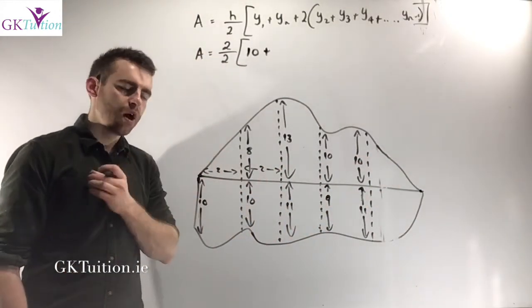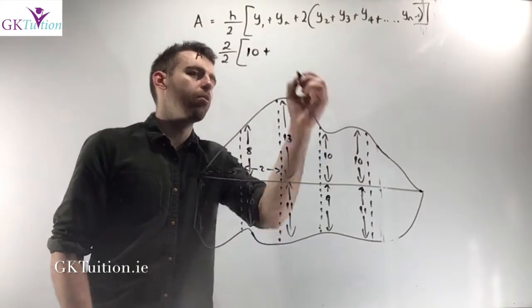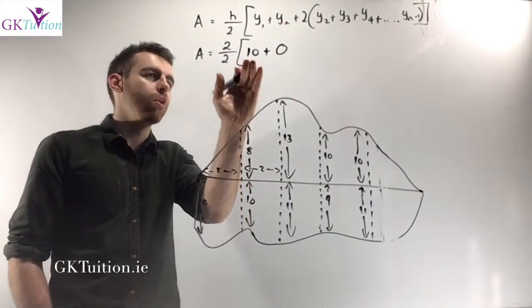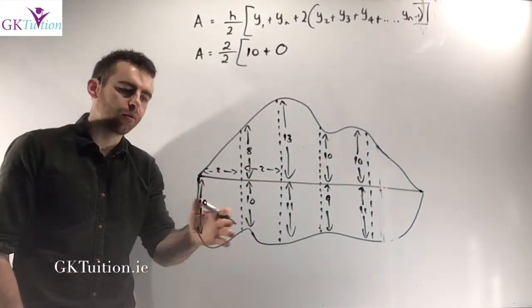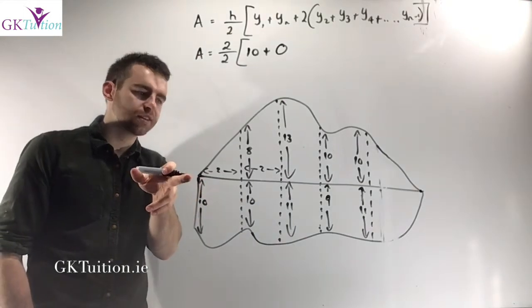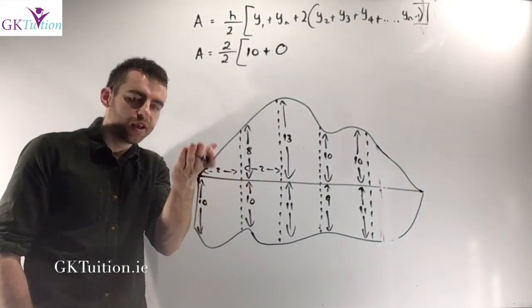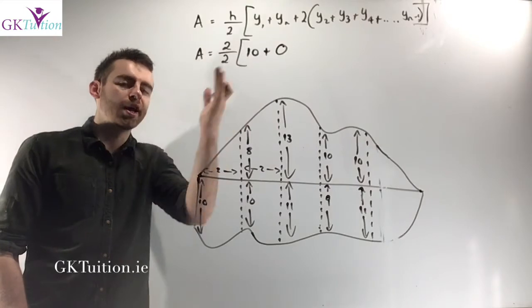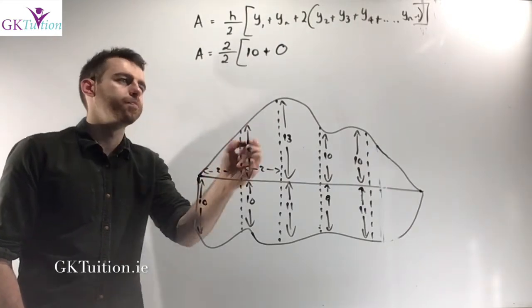is 0. Often that comes up, so just be aware, usually in a lot of questions, y1 and yn will both be 0. If they both just meet at the horizontal line, then there is no height. y1 and yn have no height, they're just 0.